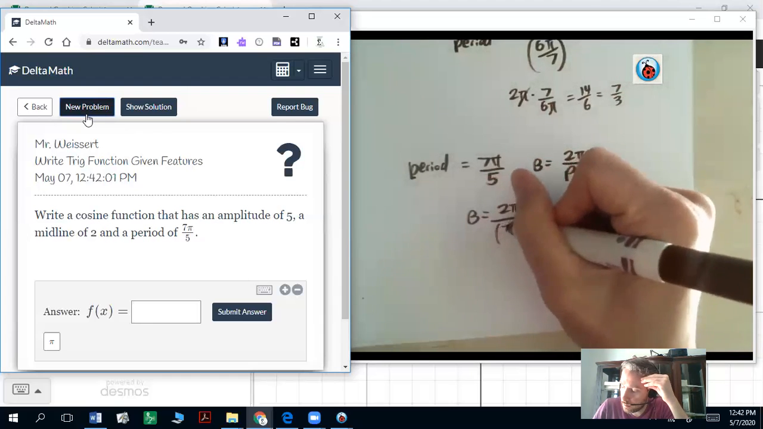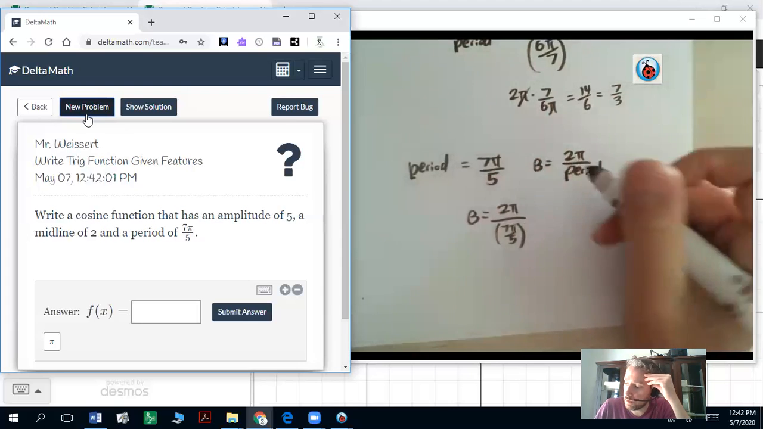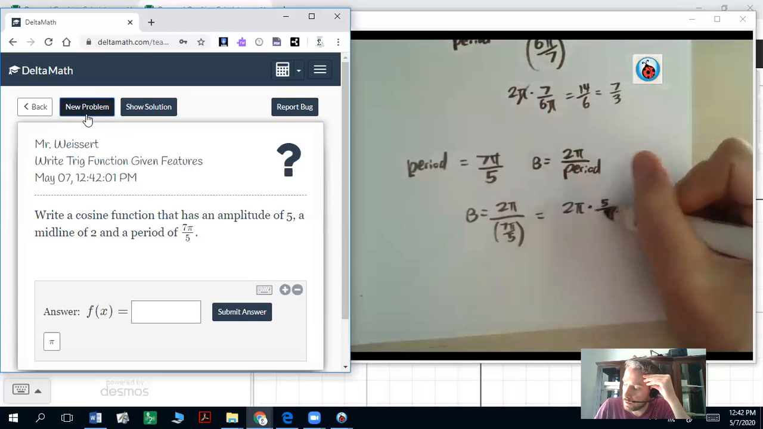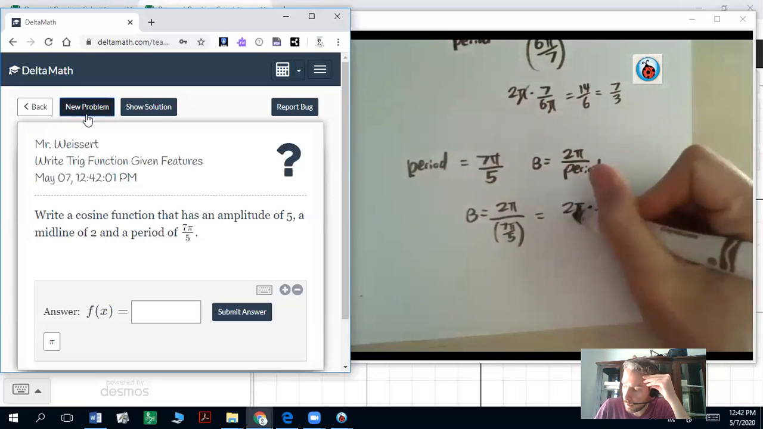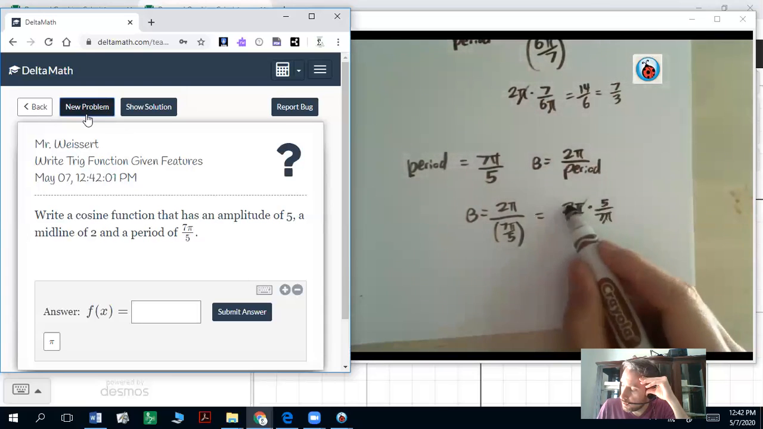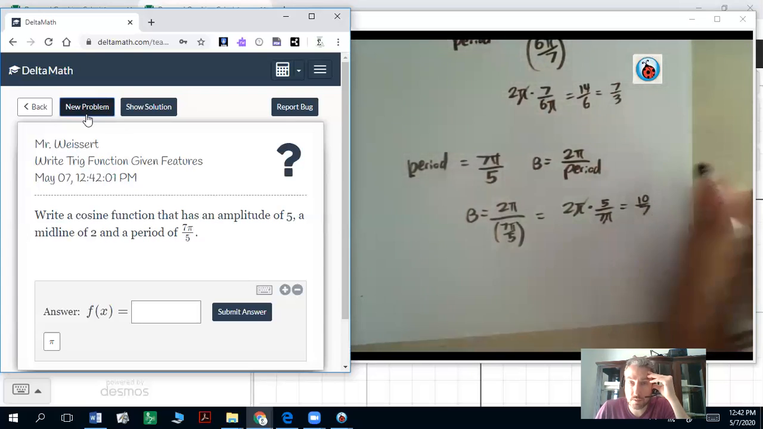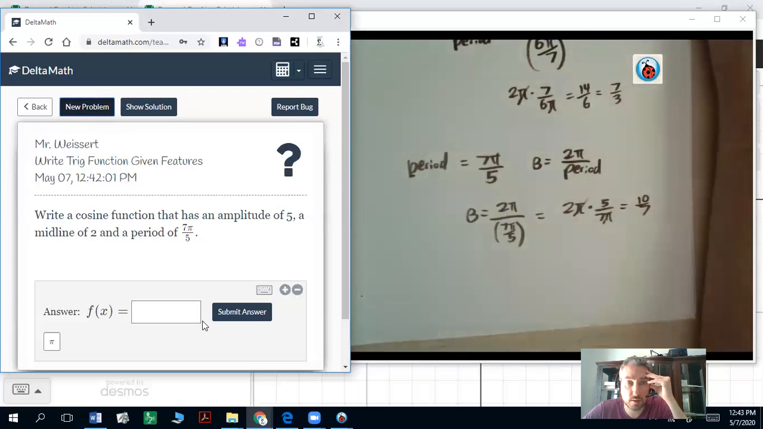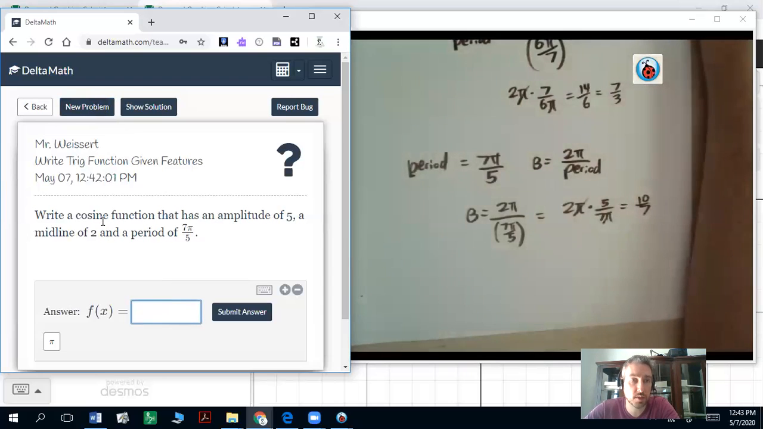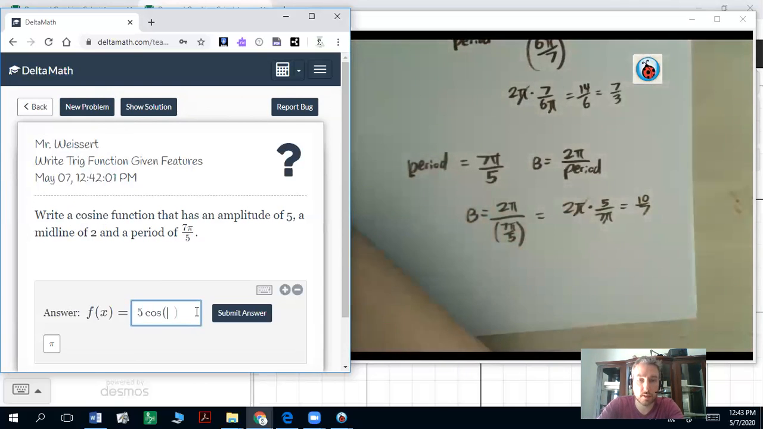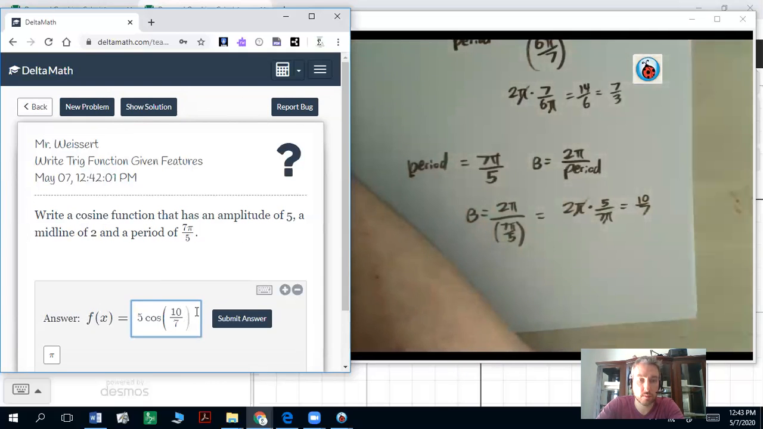7 pi over 5. Now let's do that without a calculator. So that's going to be 2 pi times, flip the 5 over 7 pi. Cancel out those pi's. 2 times 5 is 10, divided by 7. That does not reduce. So your b value would be 10 over 7. So since it says cosine, and the amplitude being 5, we'll write 5 cos, parentheses, 10 over 7 x, and the midline is 2, plus 2.